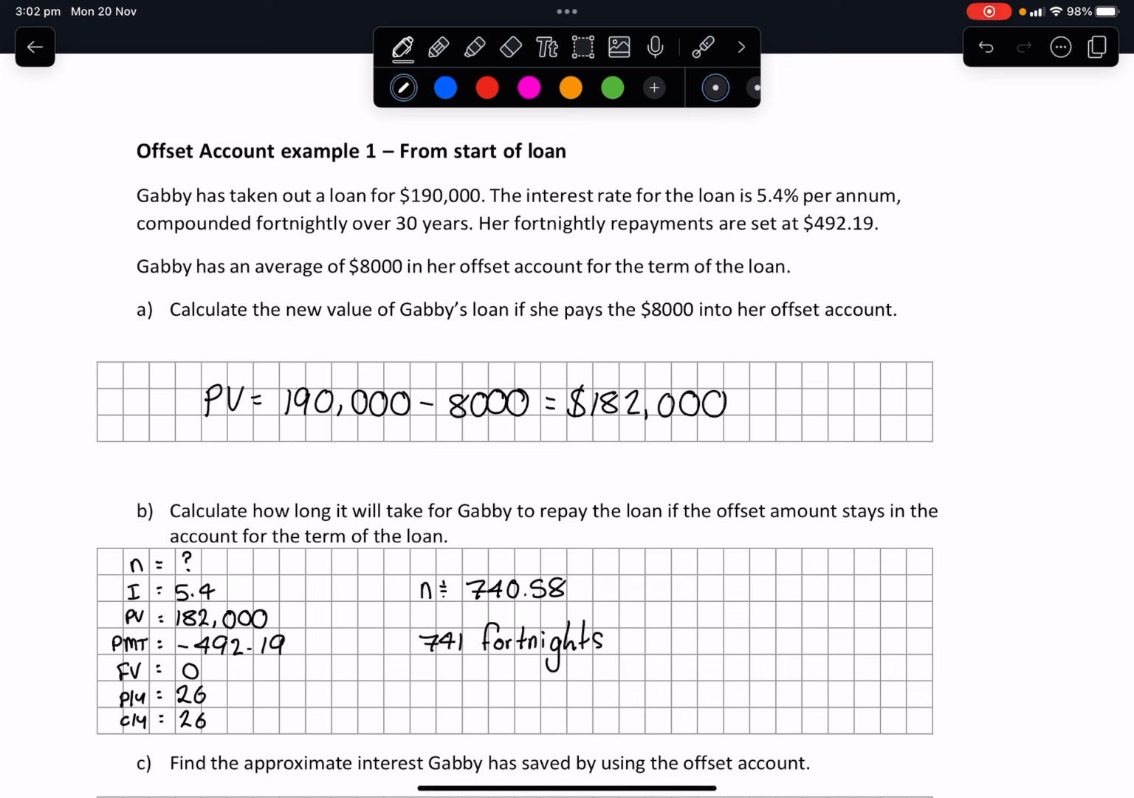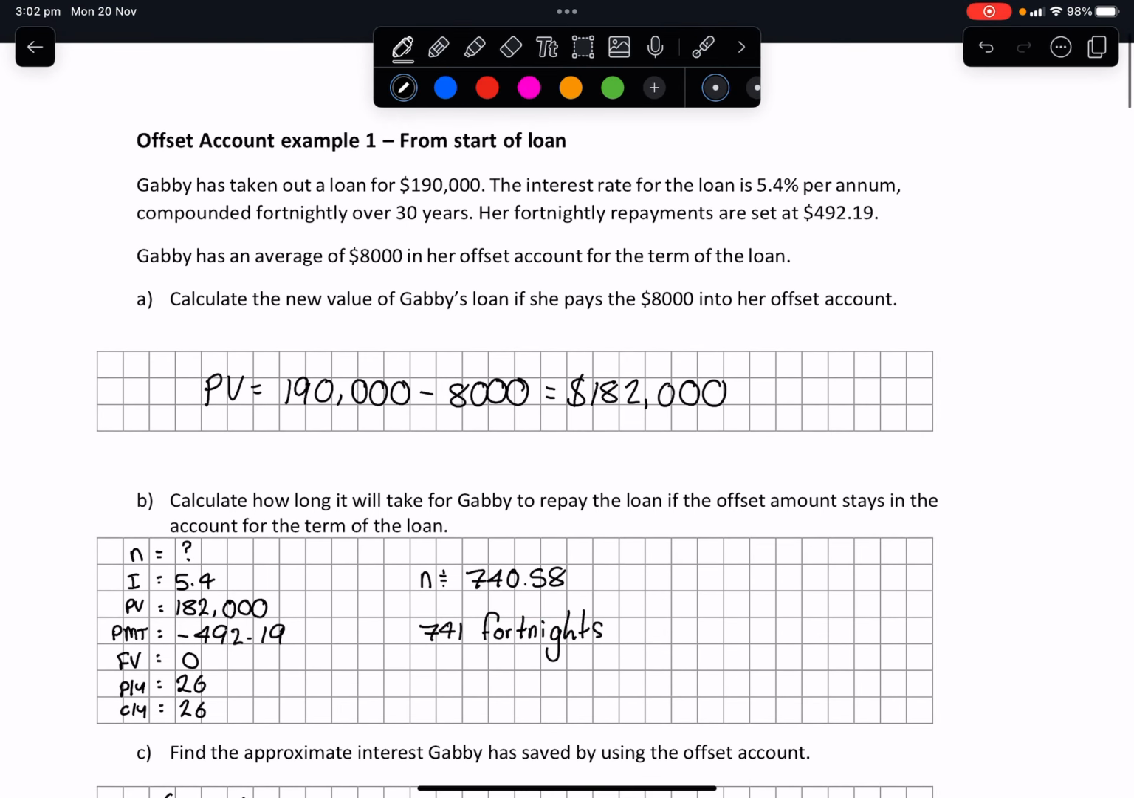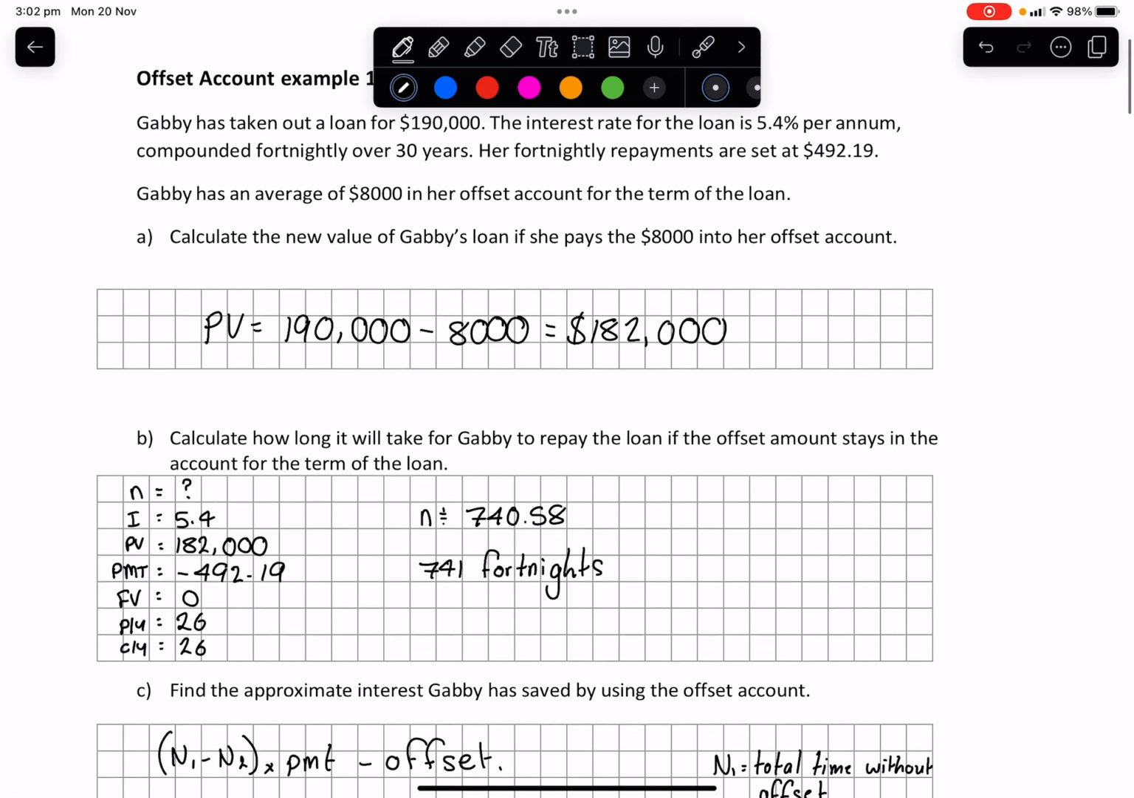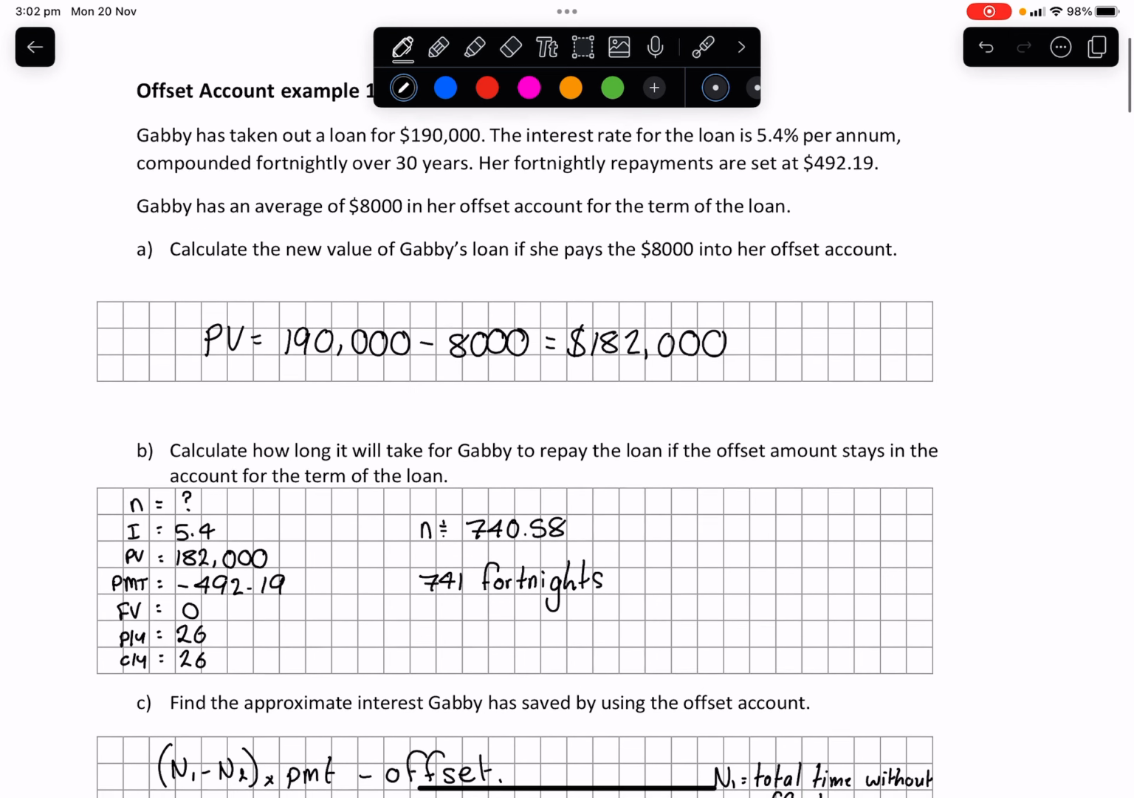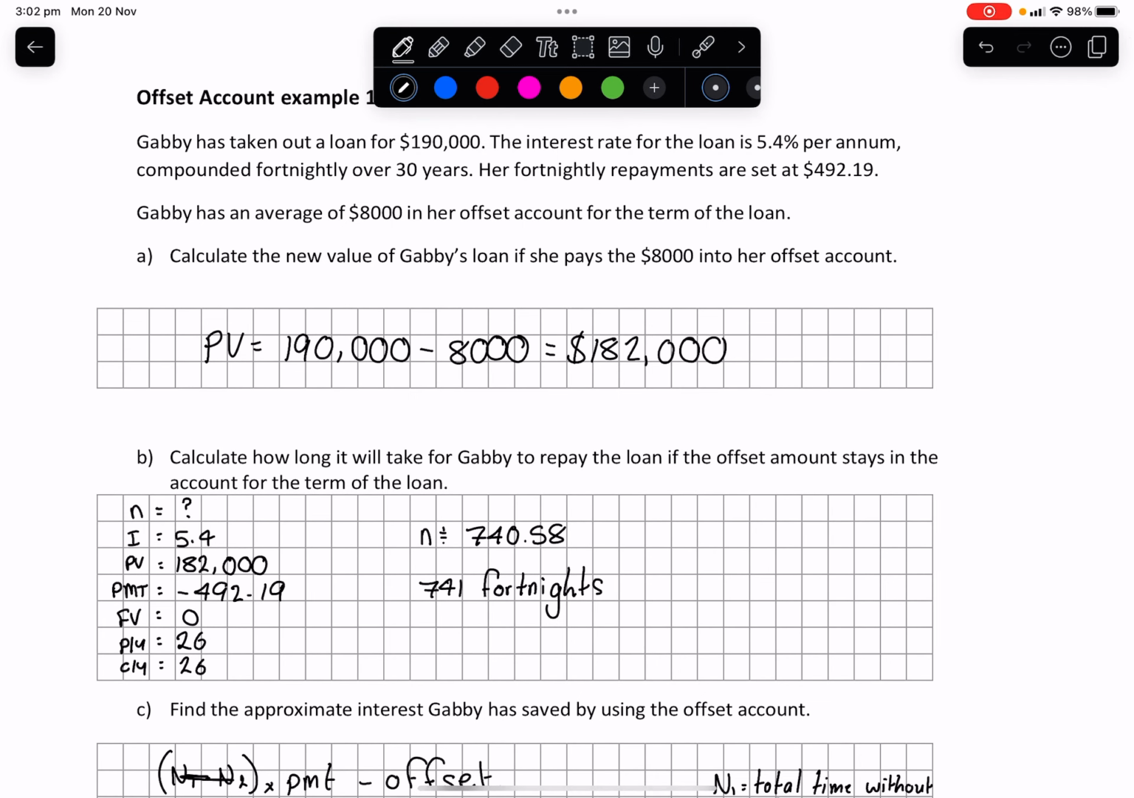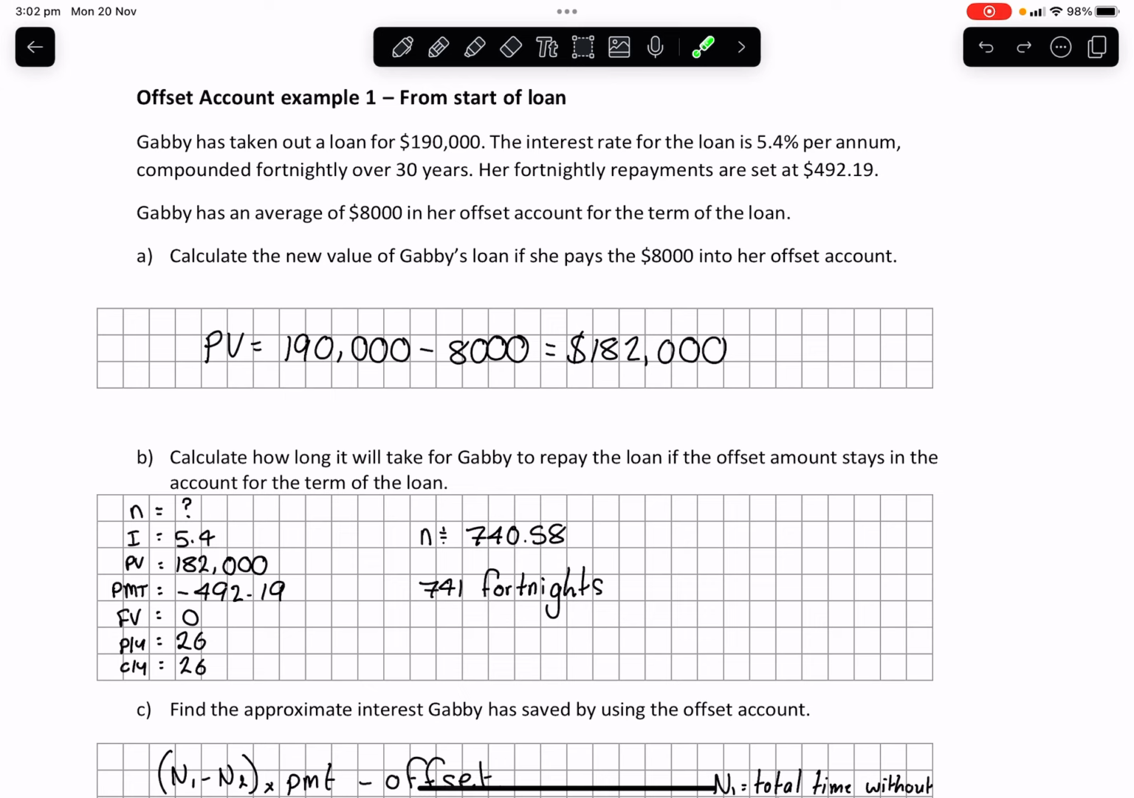So if I keep that money in the offset account for the whole time, I'm going to pay off my loan in 741 fortnights. So coming down, find the approximate interest saved by Gabby doing this. I've got a little formula here that I can use: N1 minus N2, times by the PMT minus that offset amount.